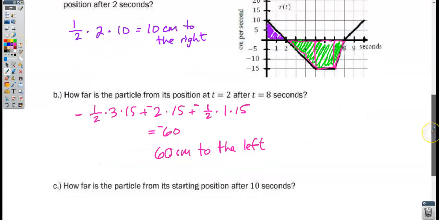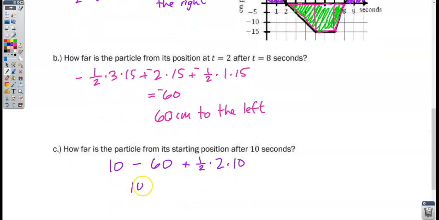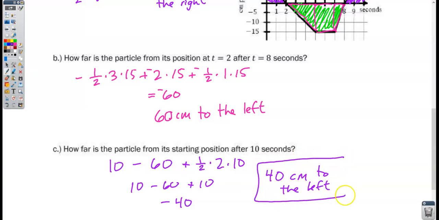And then our last part, how far is the particle from its starting position after 10 seconds? So remember, it went 10 centimeters to the right in part A, and it goes 60 centimeters to the left in part B. And now from 8 to 10, it goes 1/2 times 2 times 10. And so when we do all of this calculation, we end up with -40, which means that after 10 seconds, the particle is 40 centimeters to the left of its starting position. All right, and so that's how we can use accumulations of area to find the accumulation of change of a function. And that's what this entire unit is built around.